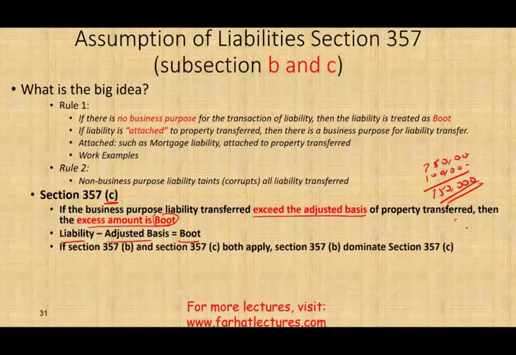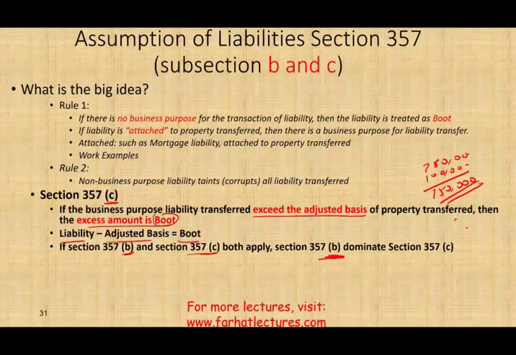Now, let's assume we have section 357 and section 357(c) both apply. In a situation, you might have 357(b), which is a business purpose. If there's no business purpose, depending on rule number 1 or rule number 2, and there's section 357(c). If they both apply, we assume it's section 357(b). So we would look at the transaction and we treat it as section 357(b).